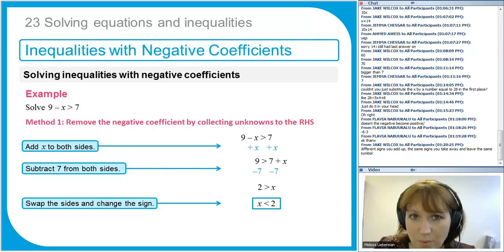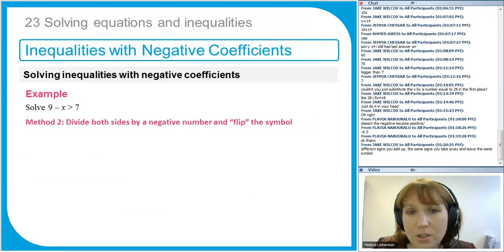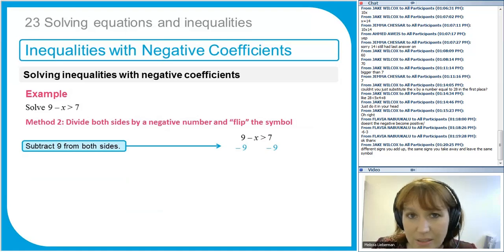Remember, if we swap it around, we've got to swap the sign in the middle. Another way of doing it is to divide both sides by a negative number and flip the symbol. We would still start by subtracting 9 from both sides to get the x on its own. Remember, the -x stays as a -x, the minus sign doesn't disappear. If we subtract 9 from both sides, we have -x is greater than 7 take away 9, which is -2. So -x is greater than -2.